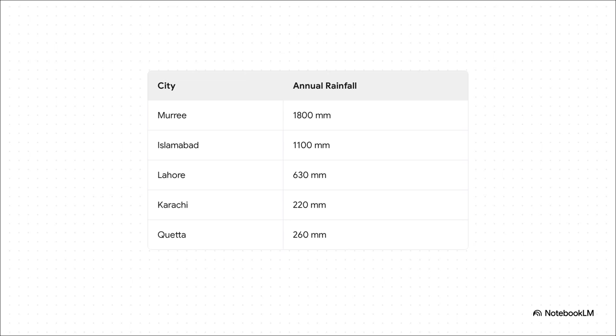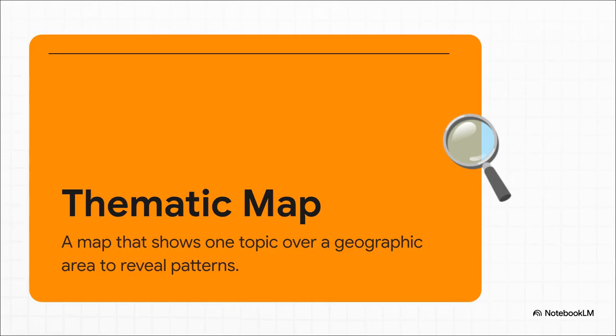I mean, you have to read every single row. You have to individually compare every single number, 1800, 1100, 630. And then here's the hardest part. You have to actually imagine where Murree, Islamabad, and Karachi are physically located in the country, and then mentally build that picture. There is absolutely nothing wrong with a table for just storing information, but for finding a quick pattern, it's exhausting. Okay, so let's dive into this definition and see how we fix that exact problem.